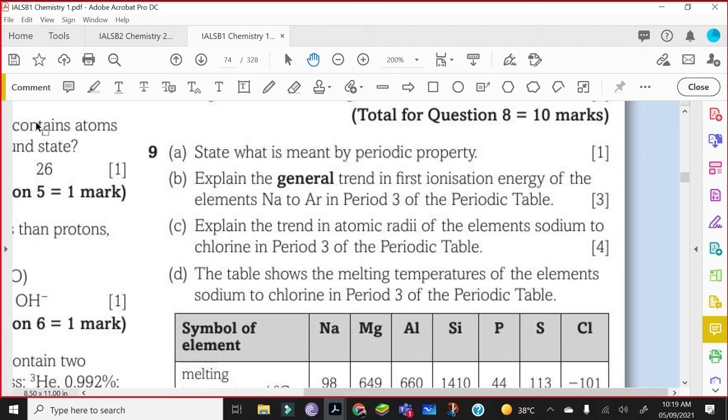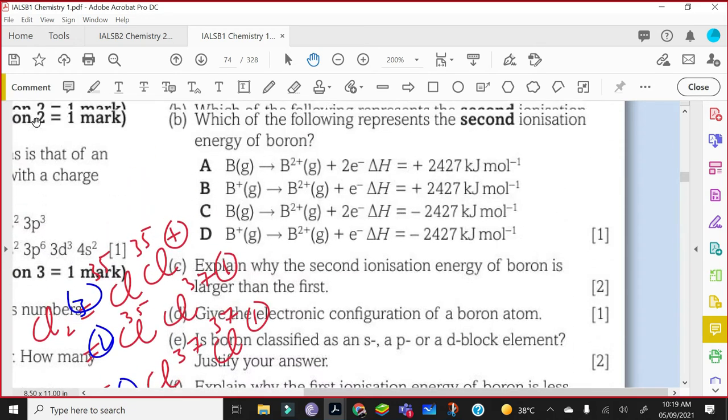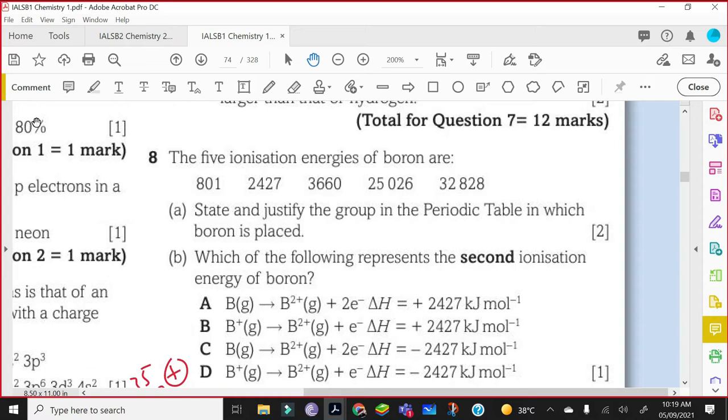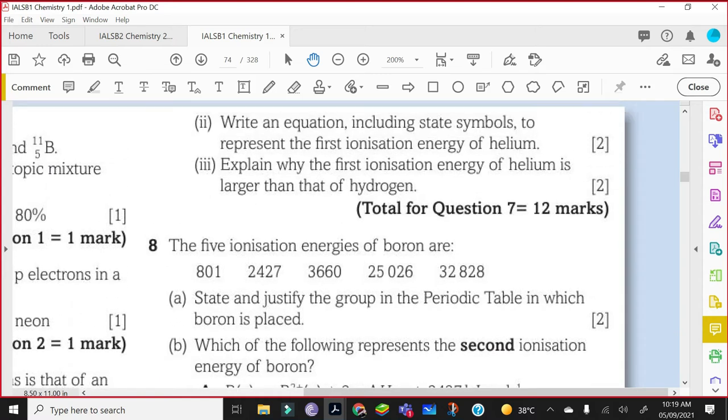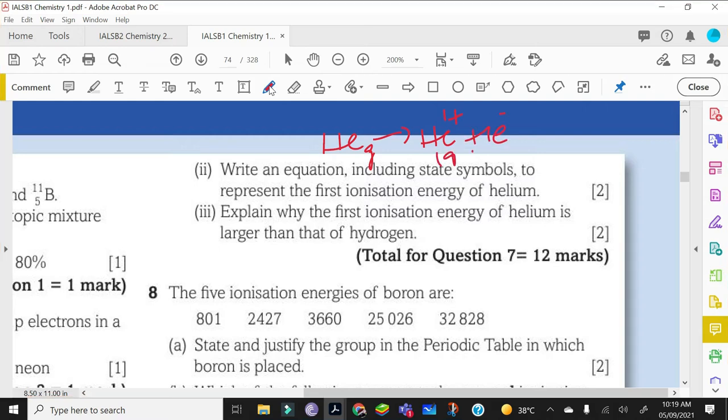Do we have question number 8 here? Yes, we have question number 8 also. Before going into the periodic property, let us work on question number 7, we are left. Write an equation including states to represent the first ionization energy of helium. We have already written that one. So helium is He in the gaseous state, moving into He plus 1 charge, plus 1 electron is released out, gaseous state. This is the first ionization.